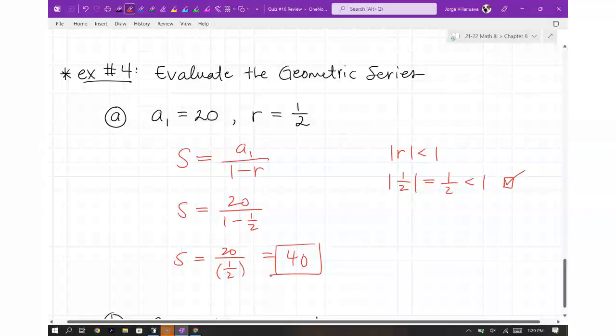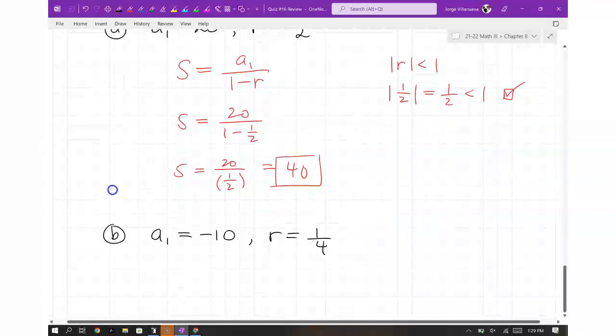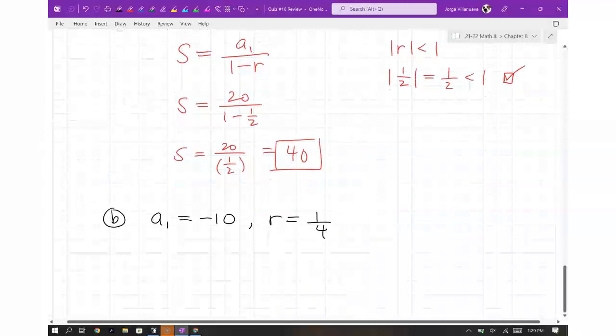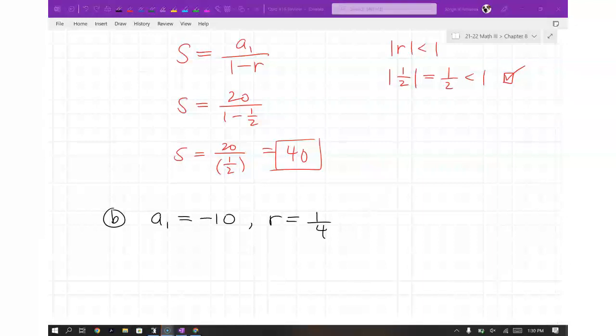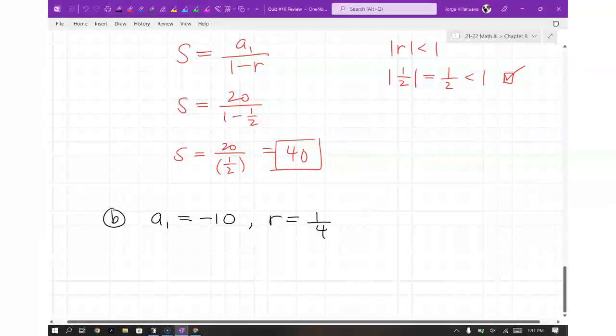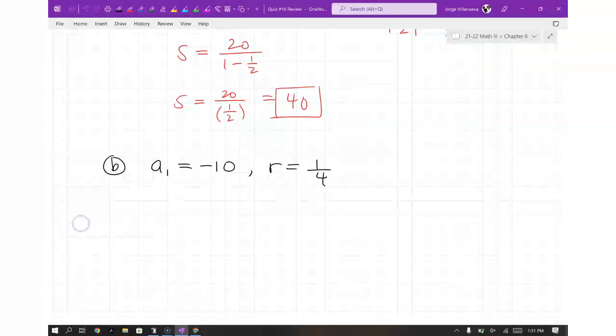So do me a favor. Try this one. A sub 1 is negative 10, and r is a quarter. All right, did anybody get the solution for this? It's a negative number. Negative what? Yeah, negative 13.3333333, right? Yeah, that's the right answer. Negative 13.333, and so on. So here we go. This is how it looks.